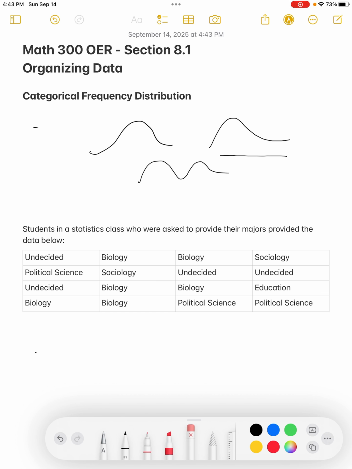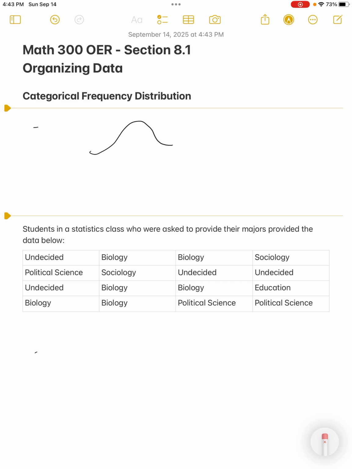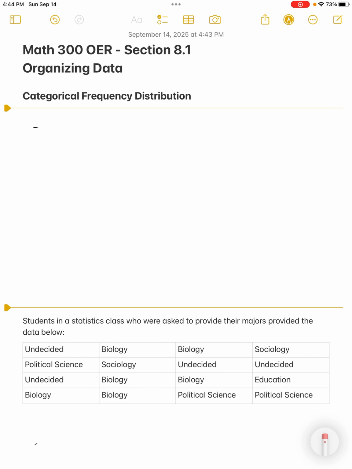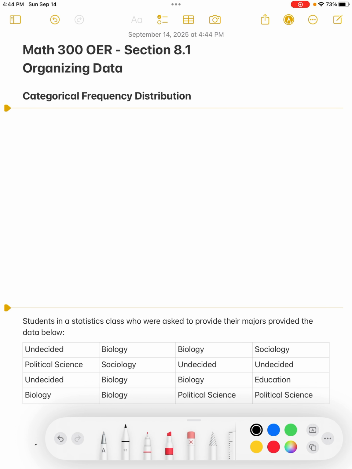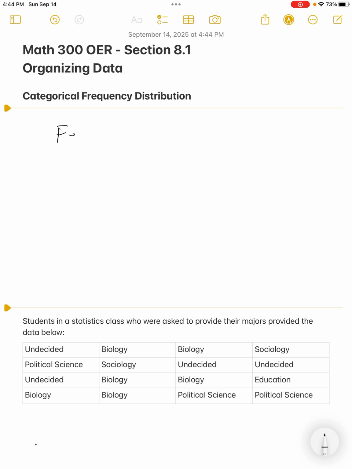And so sometimes it's beneficial to see those shapes, and sometimes it's just beneficial to have the data in an organized way so that we can work with it better. And so there are three types of frequency distributions. A frequency distribution is a table in which we organize data. As we move throughout here, you'll see that they'll always use these last two words, frequency distribution.